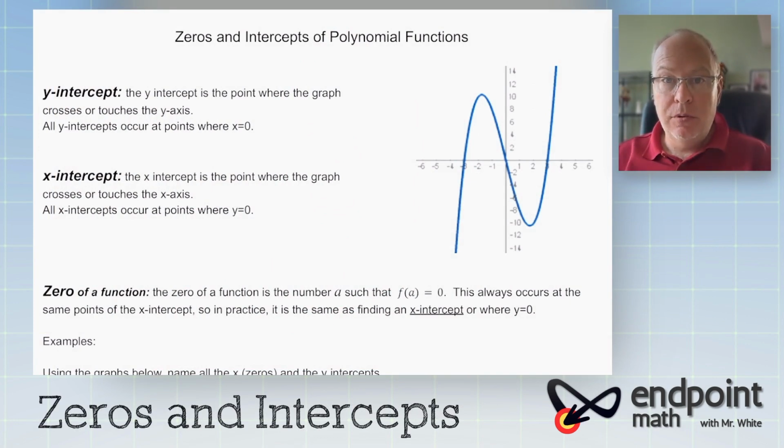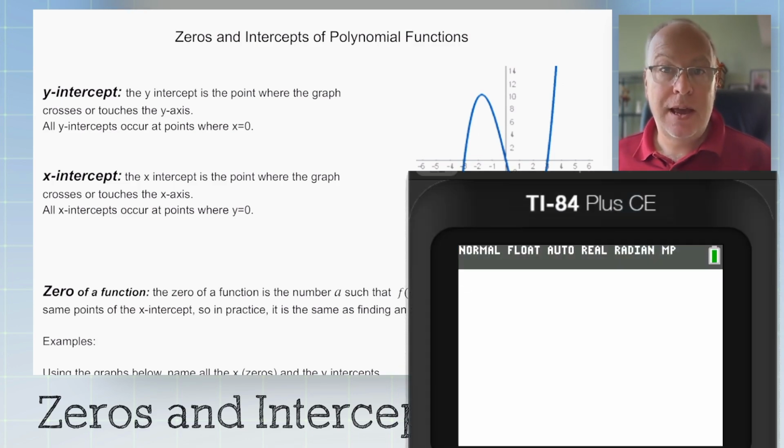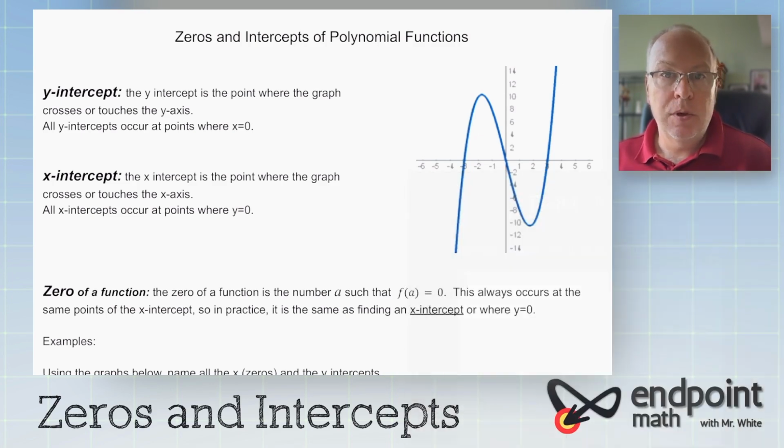I am going to show you a little bit with the TI calculator, so you're going to want to have that handy. Just, I think, one or two of the problems we're going to refer to that. So before we get to that, though, let's get some vocabulary under our belts.